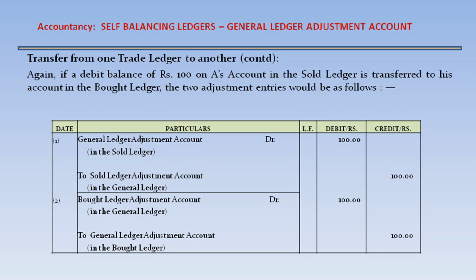Transfer from one trade ledger into another. Again, if a debit balance of ₹100 on A's account in the sold ledger is transferred to his account in the bought ledger, the two adjustment entries would be as follows. General Ledger Adjustment Account debit in the sold ledger ₹100, to Sold Ledger Adjustment Account in the general ledger ₹100. Second entry: Bought Ledger Adjustment Account in the general ledger ₹100, to General Ledger Adjustment Account in the bought ledger ₹100 on the credit side.